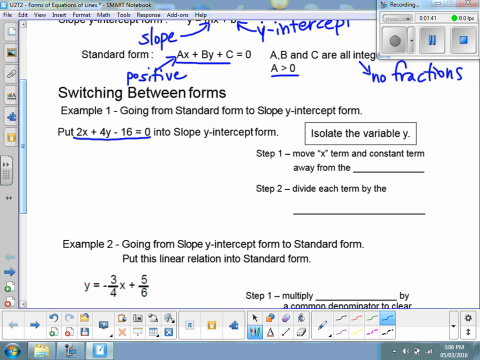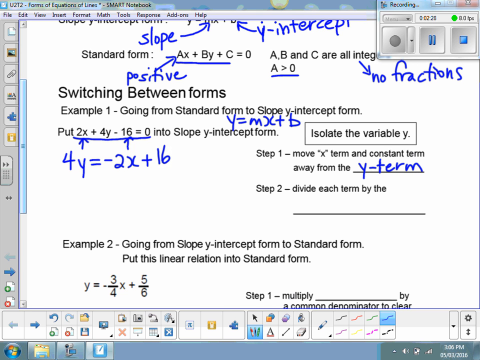So our first step is we're going to move the x term and the constant term away from the y term. So really, what we want to do is try and get y by itself, because remember, we're trying to make this equation look like that. So I'm going to move the 2x and the negative 16 to the other side. So I'm going to leave 4y on this side. Now I only have 0 over there, so I just need to change the operations for the two things I'm moving. So 2x changes to minus 2x. Minus 16 changes to plus 16.